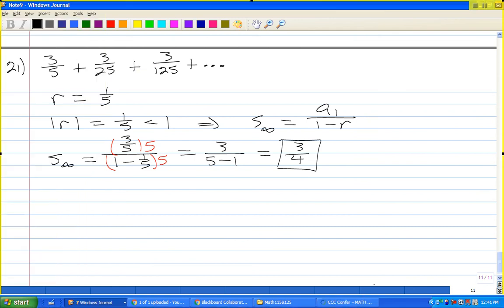5 times 5 is 25. 25 times 5 is 125. Therefore, 3 over 5 times 1 over 5: 3 times 1 is 3, 5 times 5 is 25. 3 over 25 times 1 over 5: 3 times 1 is 3, 25 times 5 is 125. Therefore, the common ratio is 1 over 5. If not, just divide. 3 over 25 divided by 3 over 5 is 1 over 5.